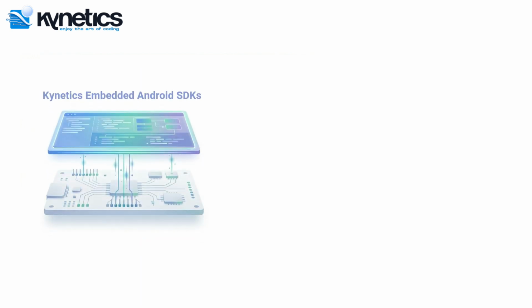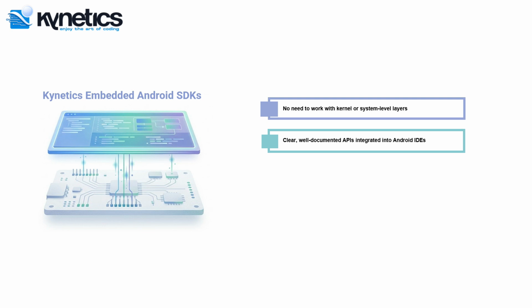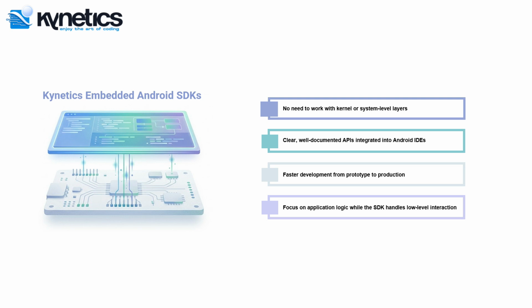With embedded Android SDKs, developers don't need to work directly with kernel or system-level layers. Instead, they can use clear, well-documented APIs that integrate into their preferred Android IDEs. This simplifies development and helps teams move from prototype to production faster. As a result, developers can focus on application logic while low-level system interaction is handled in the background.